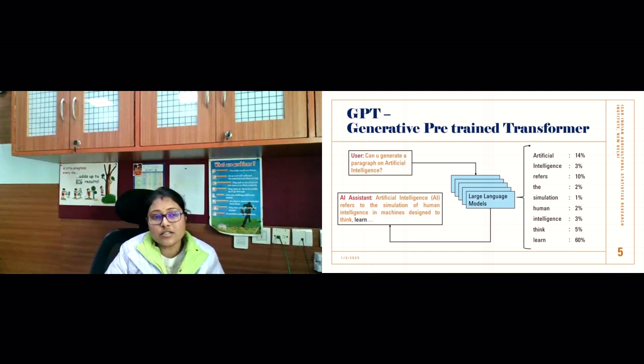So suppose any user has given a prompt to a large language model, like, can you generate a paragraph on artificial intelligence? This particular prompt is fed to large language models. As you can see, this large language model has different layers to it. So the first layer will try to understand what the user wants with the prompt that they have given. Okay, so the first layer will do only that much, and the second layer will now process it further.